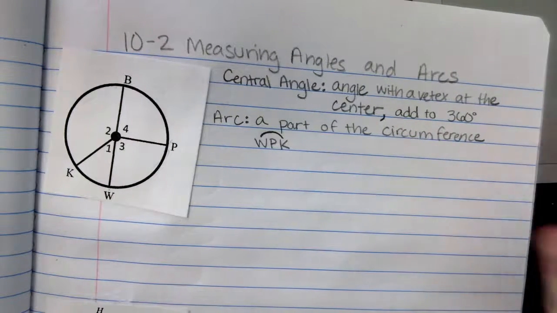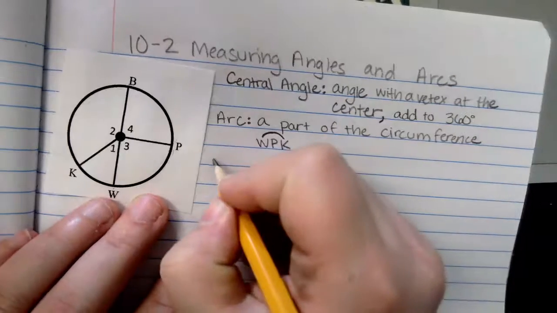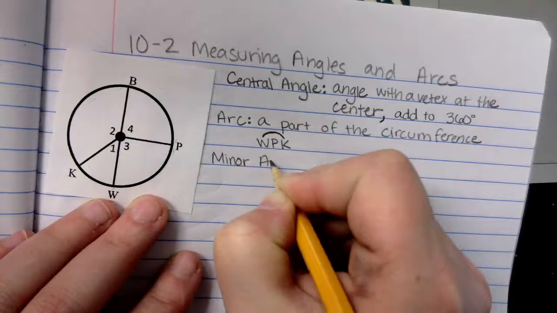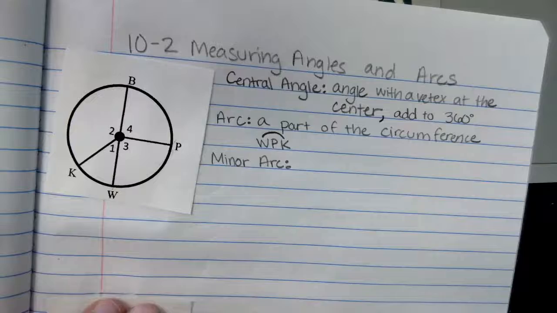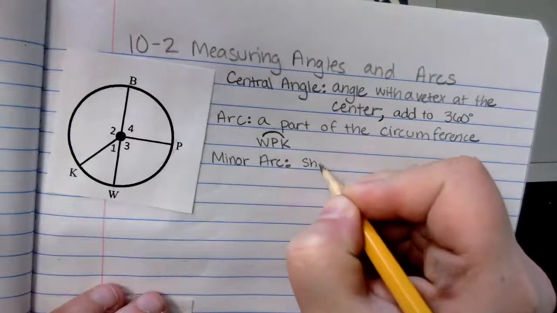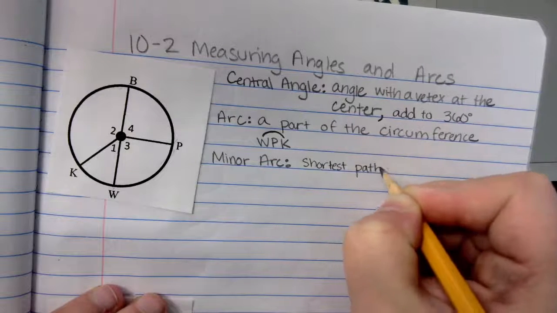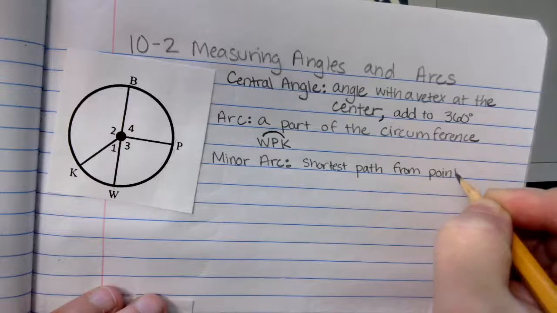So there are 3 big types of arcs. Okay, one way is the minor arc. What could you guess about a minor arc? Good, it's small. So a minor arc is the shortest path from point to point. So that doesn't necessarily mean it's the shortest length or the shortest angle. It means the shortest path we are traveling from one point to another.